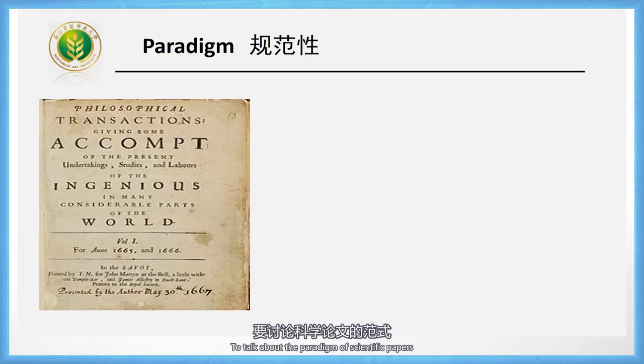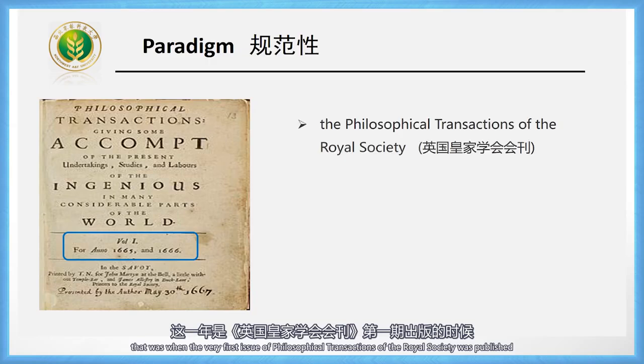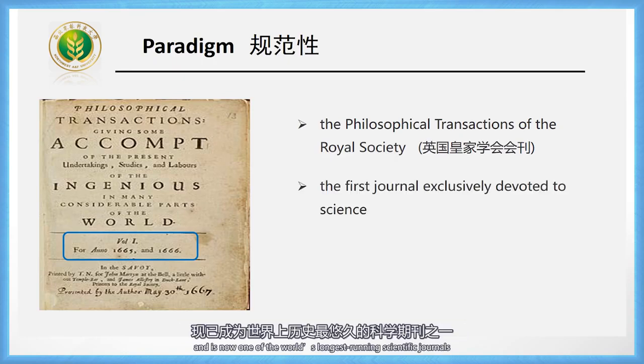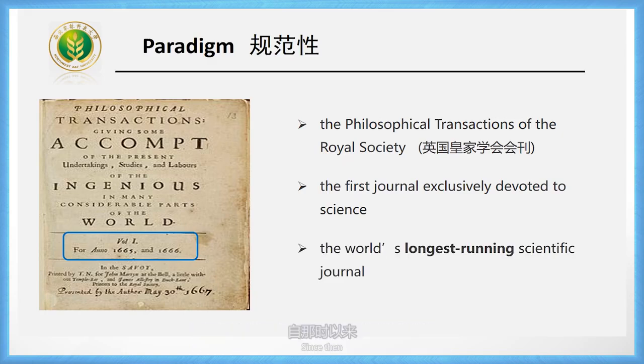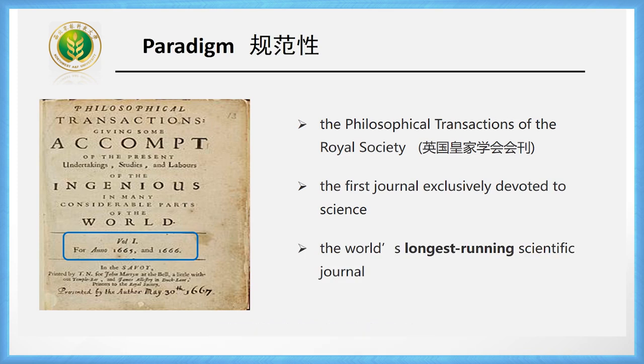To talk about the paradigm of scientific papers, we have to go back to the year 1665. That was when the very first issue of the Philosophical Transactions of the Royal Society was published. This periodical was the first journal exclusively devoted to science and is now the world's longest-running scientific journal. Since then, the norms and formats of modern scientific language have been established.